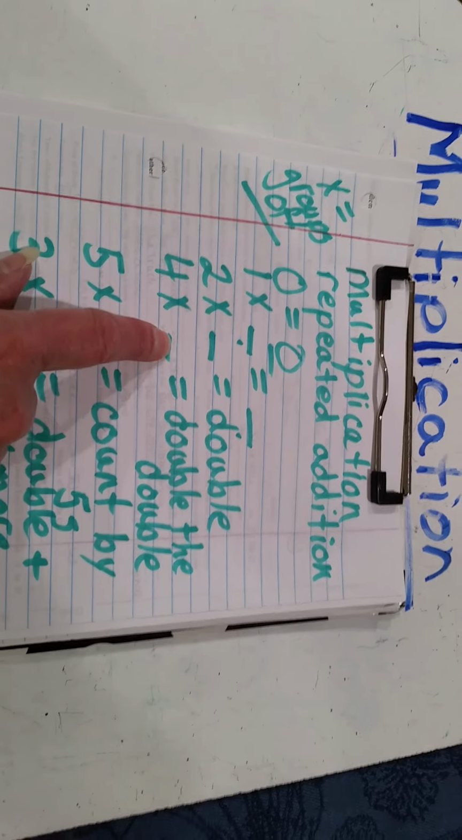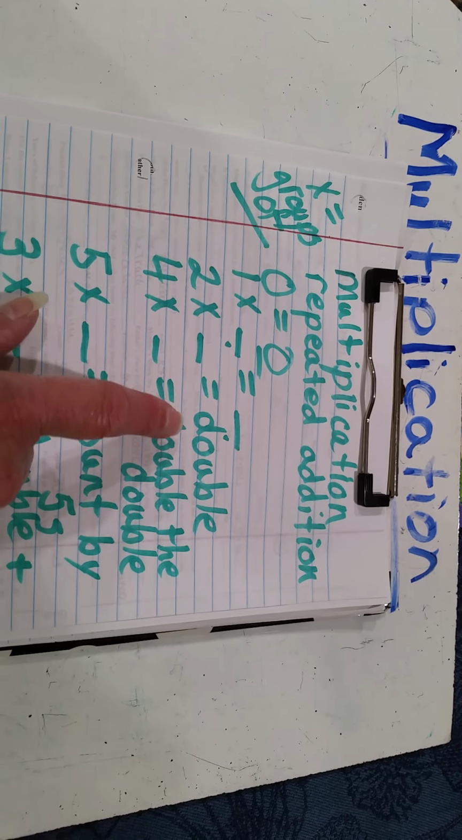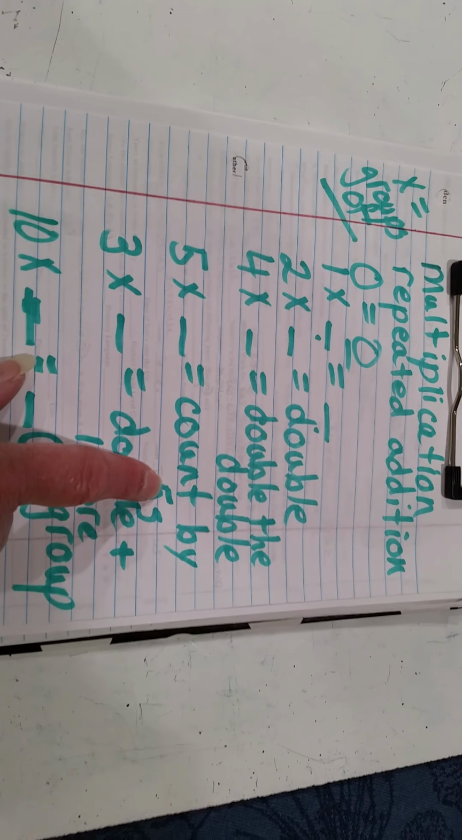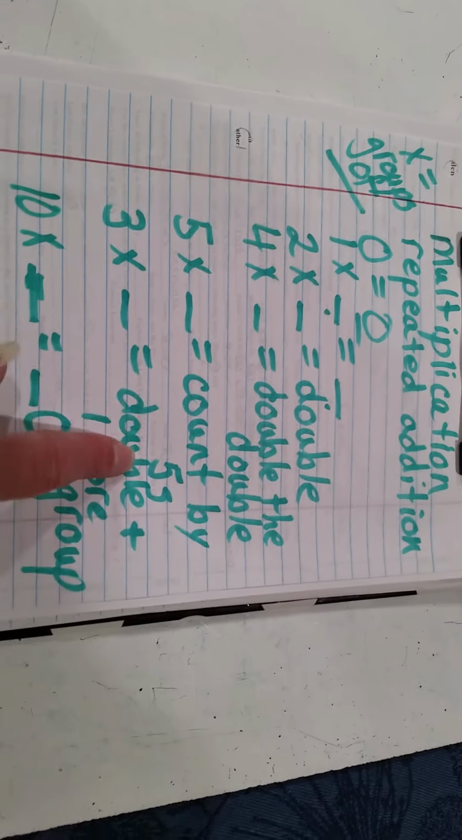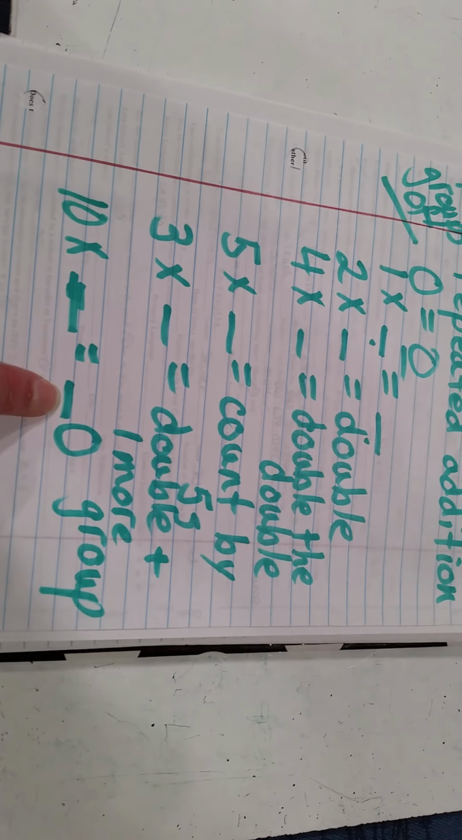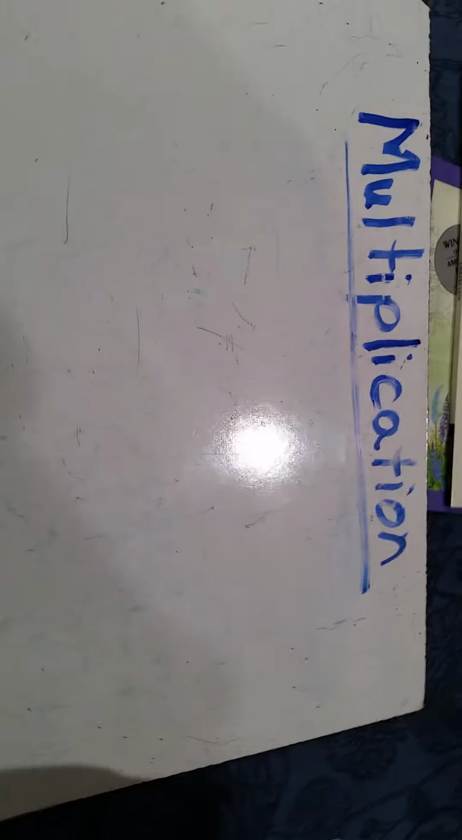4 times 2 would be 2 plus 2 plus 2 plus 2. 4 plus 4 would be 8. 5 times anything, you're going to count by fives. 3s we're going to work on in just a minute. 10 times anything is going to be this number with a 0 behind it, counting by tens. All right, now let's work on some 3s, okay?